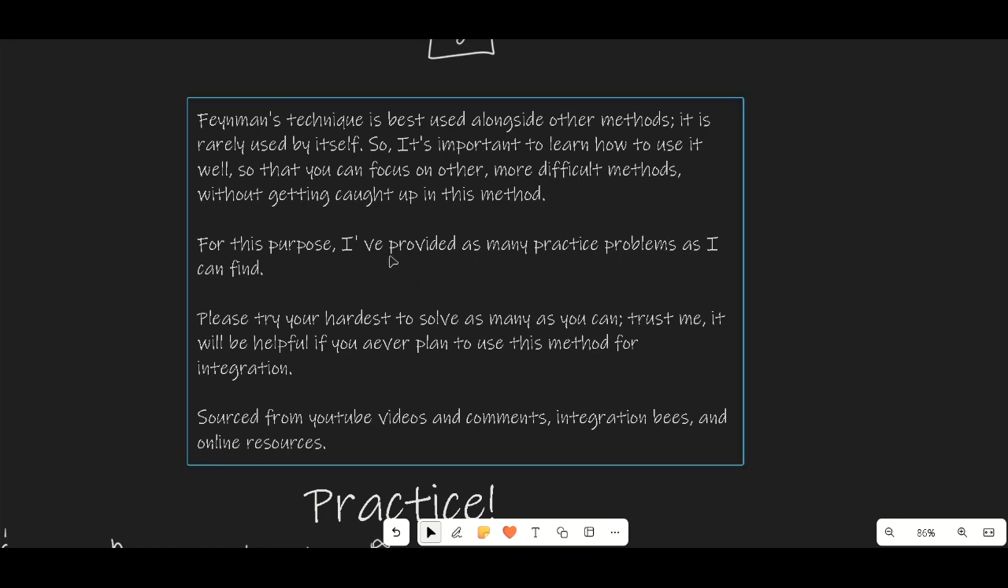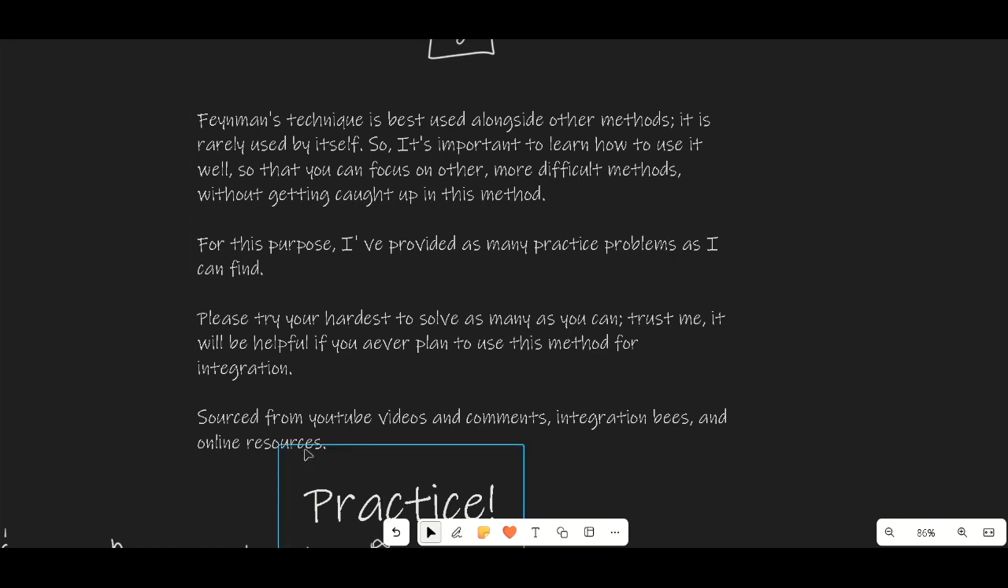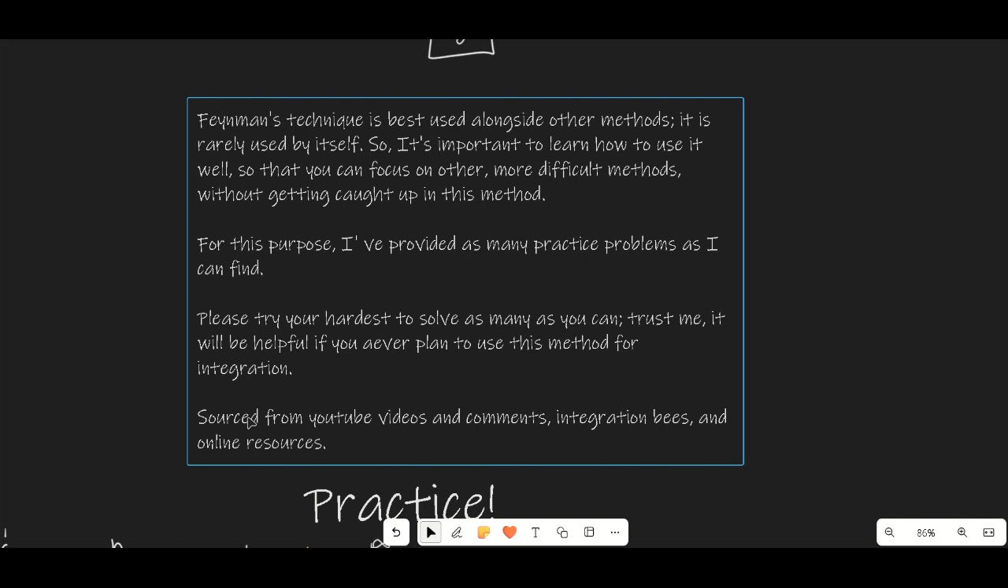So for this purpose, I provided as many practice problems as I can find, and I absolutely implore, I'm saying this is super, super important: if you want to use this method for integration, please try to solve as many as you can, because trust me, it will be helpful. Sorry about all the typos in this. I found these problems from YouTube videos and comments, integration bees, and online resources. Some of them were just from Google search or from Math Stack Exchange. But please, please give these problems a shot. Contact me in the Discord if you need any help trying to figure them out. I'm always happy to help.